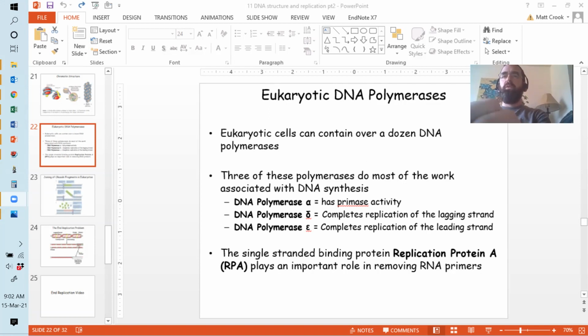Two, there are some small differences in DNA polymerases. For example, there's no primase. One of the DNA polymerases is actually able to do that. Don't really know how, it's kind of curious.